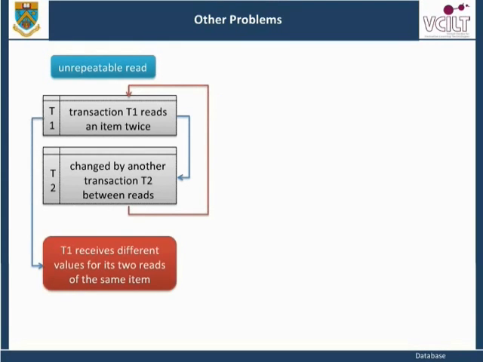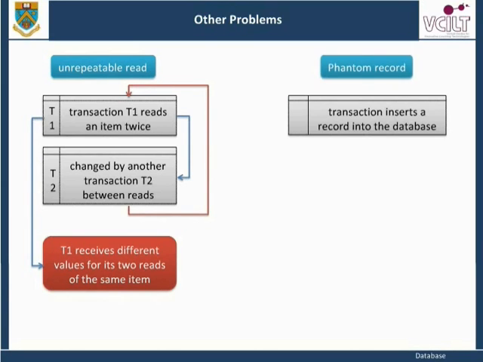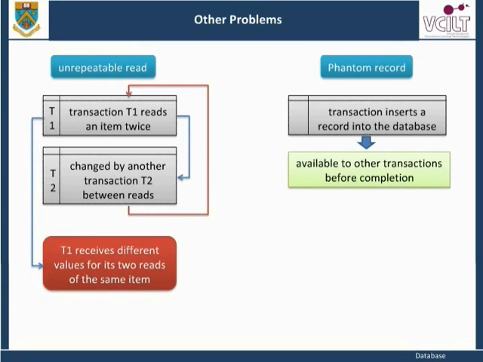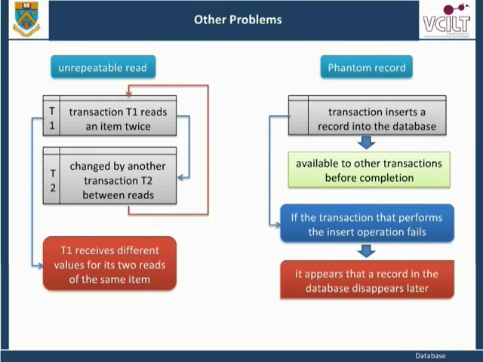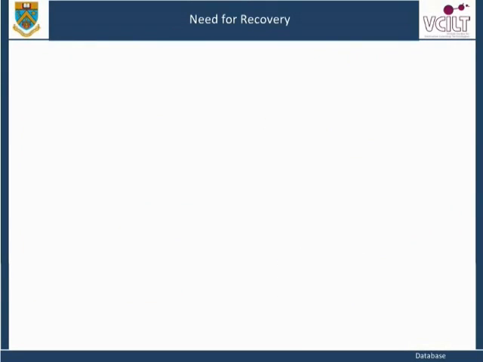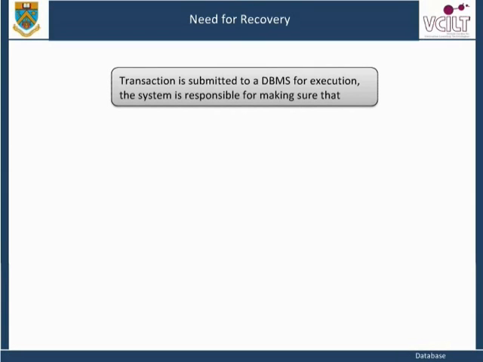Hence, T1 receives different values for its two reads of the same item. Phantom record could occur when a transaction inserts a record into the database, which then becomes available to other transactions before completion. If the transaction that performs the insert operation fails, it appears that a record in the database disappears later.